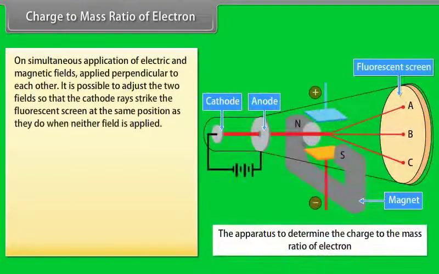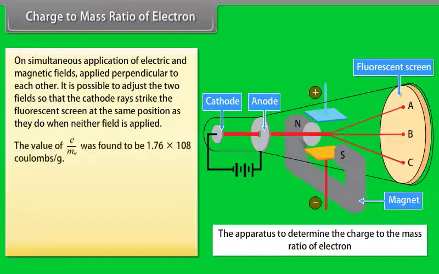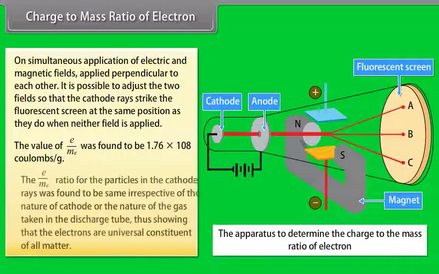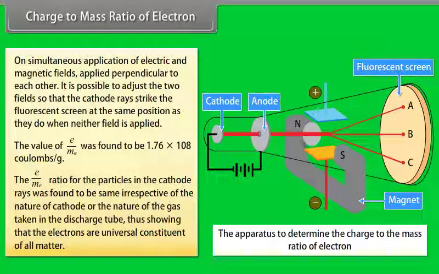Charge to mass ratio of electron. On simultaneous application of electric and magnetic fields applied perpendicular to each other, it is possible to adjust the two fields so that the cathode rays strike the fluorescent screen at the same position as they do when neither field is applied. The value of charge to mass ratio of the electrons was found to be 1.76 x 10^8 coulombs per gram. The e/m ratio for the particles in the cathode rays was found to be the same irrespective of the nature of the cathode or the nature of the gas taken in the discharge tube, thus showing that electrons are a universal constituent of all matter.